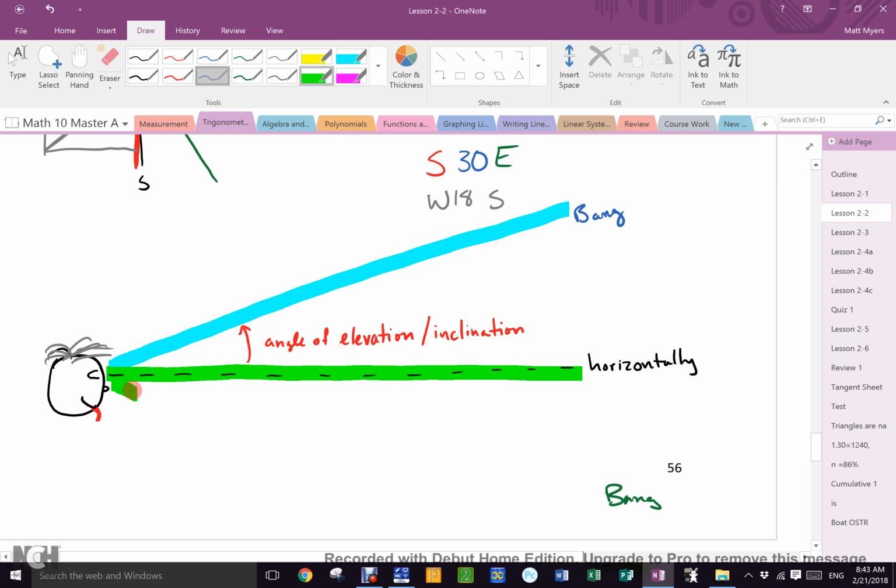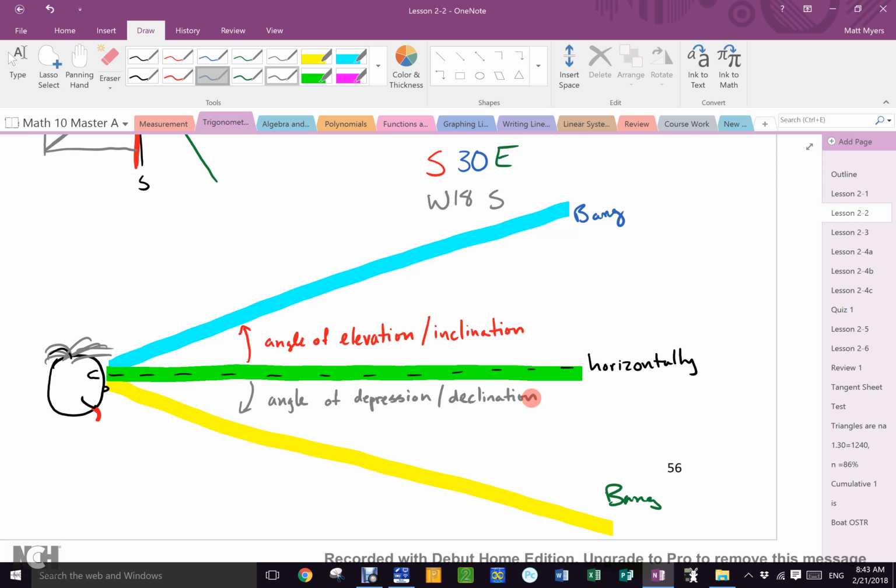Where do my eyes go now? Down. Not green. I tapped on the yellow. What did that just make? Another angle. Did my eyes go up? Down. So it can't be an angle of elevation. What do we call it? Angle of depression. But you're right. No, you're right. Or declination. Everybody cool?